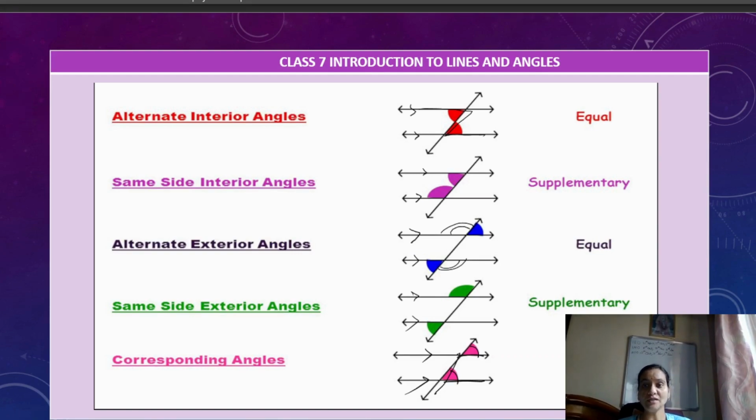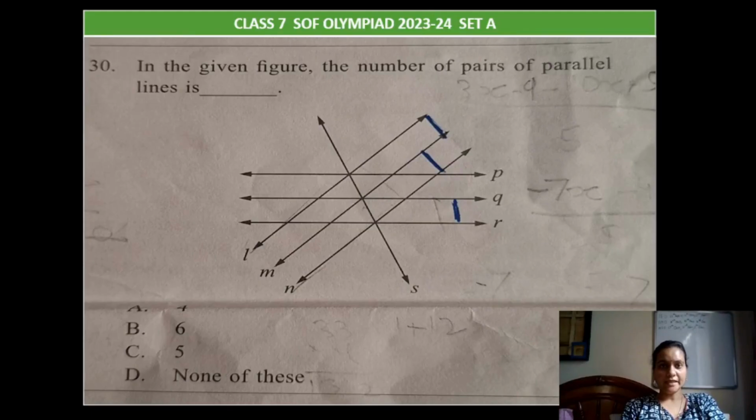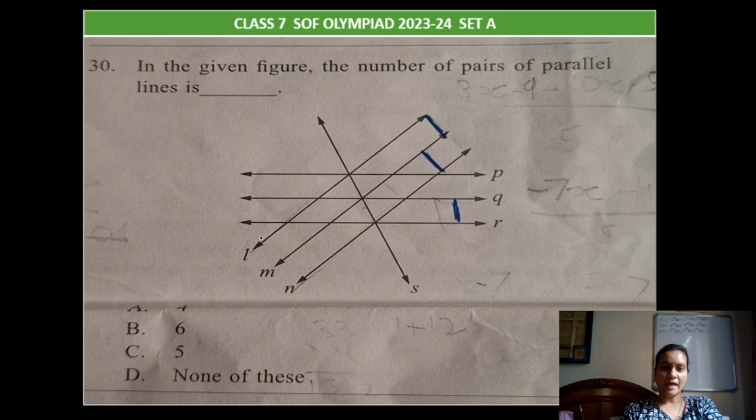So let's start with Olympiad questions. In the given figure, the number of pairs of parallel lines is how many we need to find out. So here these L and M are parallel, so I'll write down L and M are parallel, a pair of parallel lines. M and N are a pair of parallel lines, right? It's clearly visible. And one more thing, L and N are also parallel. We cannot miss that out. L and N, these two are also parallel.